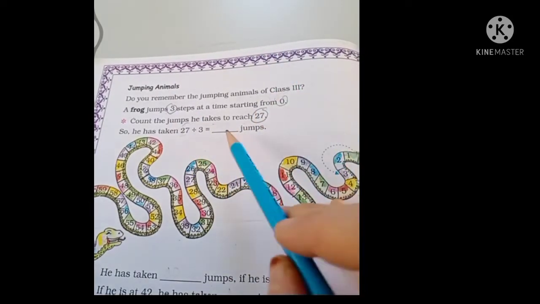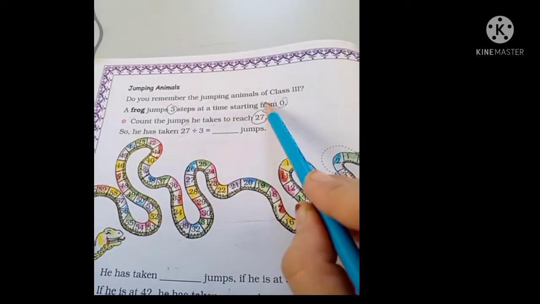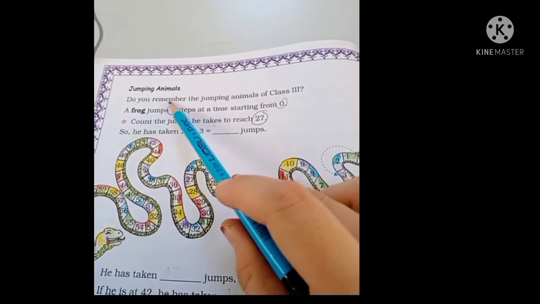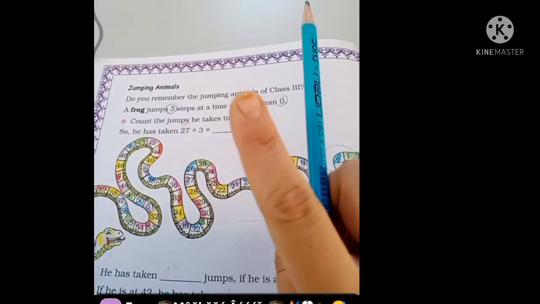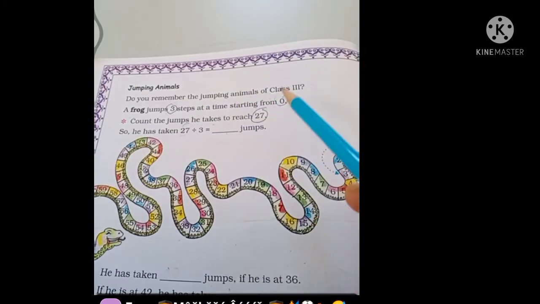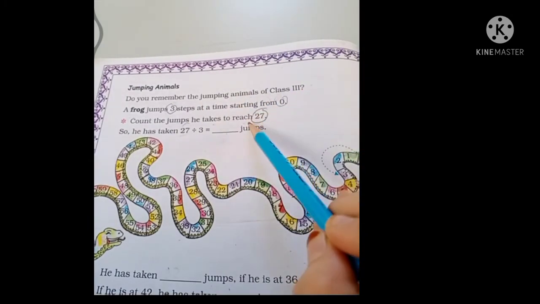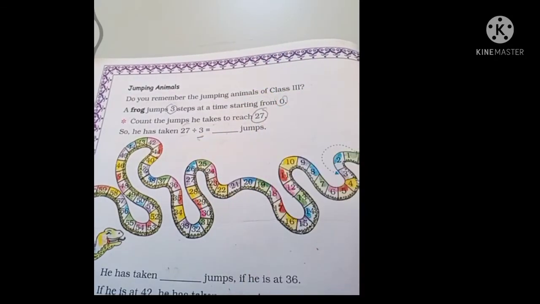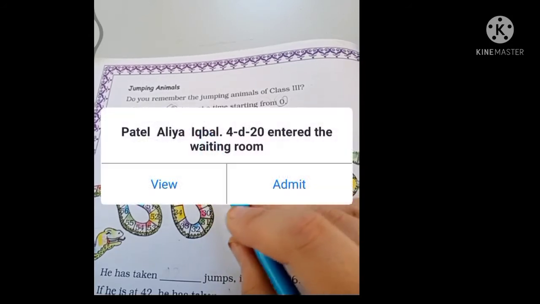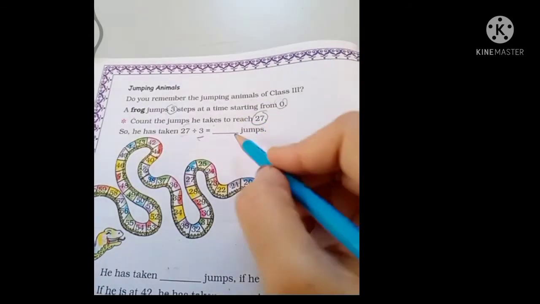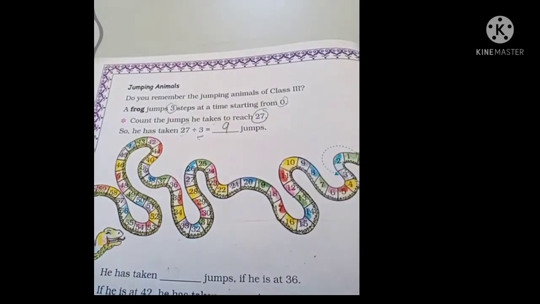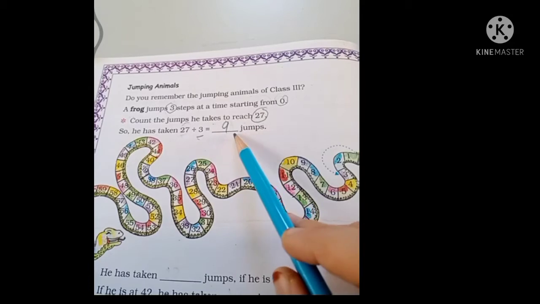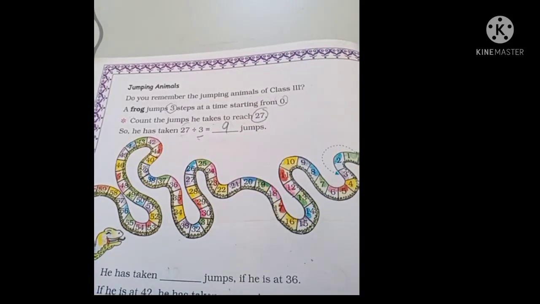So students, if you want to find out the number of jumps, first you have to find the last number, that is 27, and the number of steps he is jumping for each jump. एक jump के लिए वो कितने steps skip कर रहे हैं, तो total number को number of steps he is taking for one jump से divide करना है, means 27 divided by 3, so that means 3 nines are 27. So how many jumps? 9 jumps. So here students you have to write down answer 9.